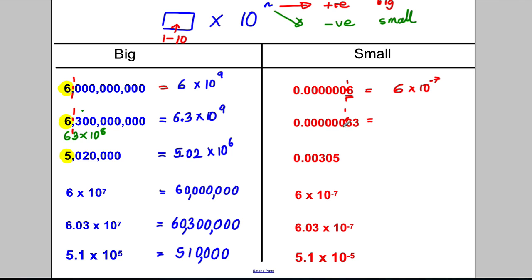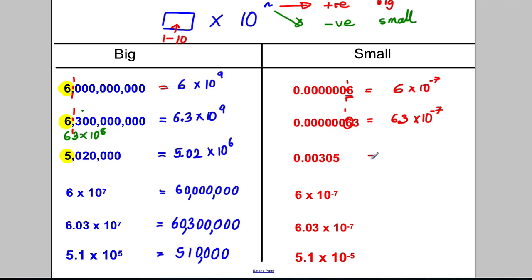What about this one? Well, again, the first non-zero term is 6, so that's going to be vital, but we write 6.3 to capture the fact that it's not just 6 on its own. And we count how many digits before the 6. 1, 2, 3, 4, 5, 6, 7 multiplied by 10 to the power of not 7, but negative 7.